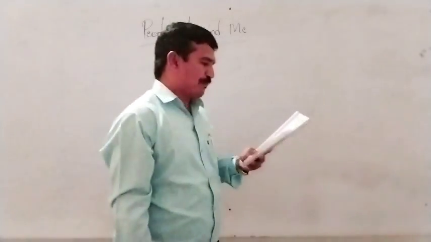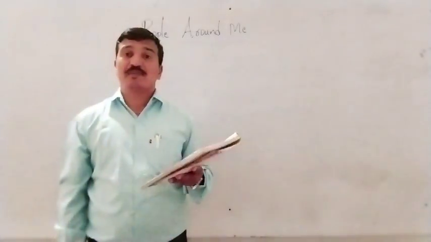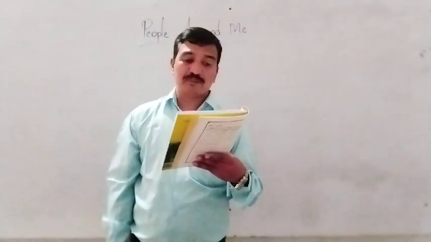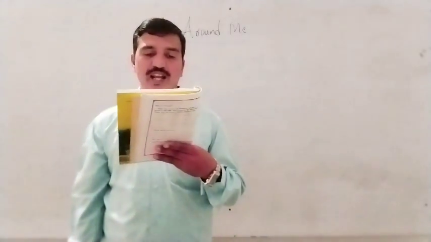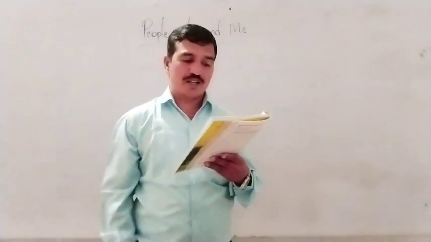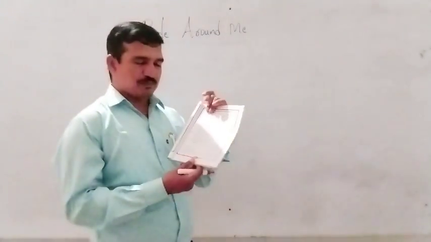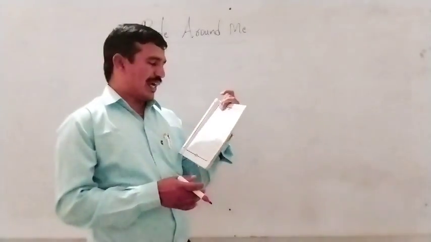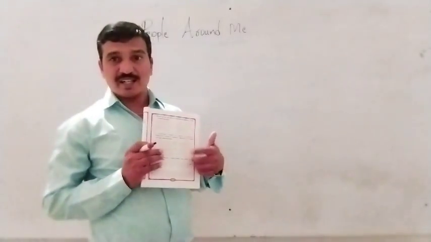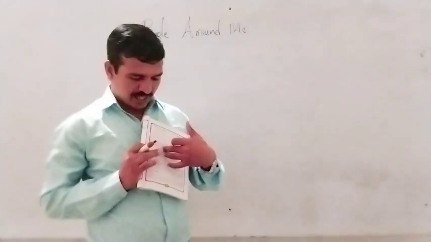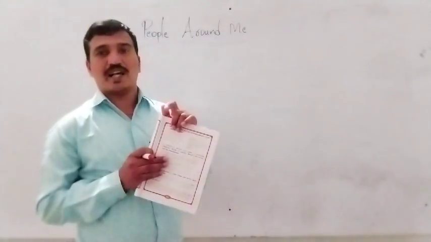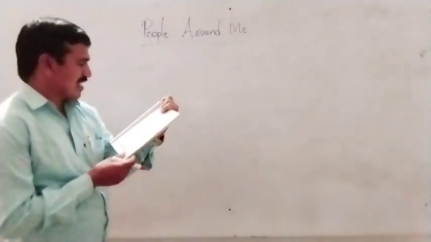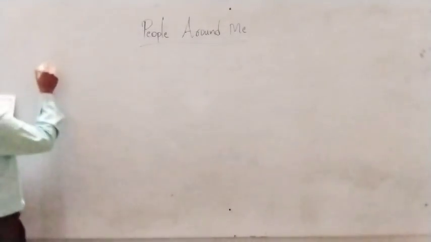See, in the fourth main question, page number 21. Fourth main question, different words are used to describe different kinds of people. Match the words and the descriptions. See, here are some descriptions. Four types of descriptions are there, and four kinds of people are there. It is match one. Okay. See, first one, the fourth question.